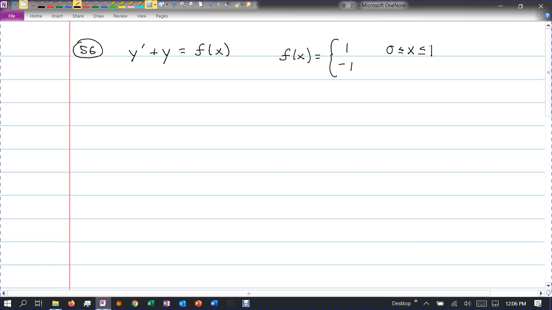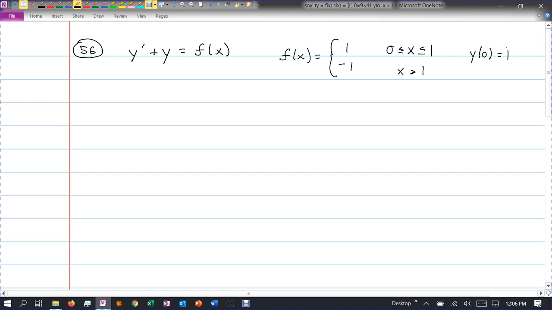Let's look at 56. Just going to follow the same sort of method here. So for 56, we've got y prime plus y equals some function of x. Here we're told that this function of x is again piecewise. It's 1 and negative 1. It's 1 if x is between 0 and 1, and when it's bigger than 1, it's negative 1. And we're given that y of 0 equals 1.